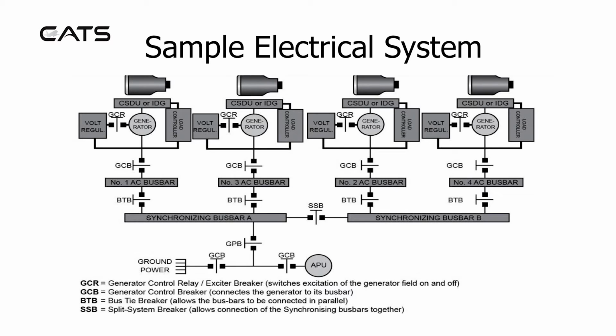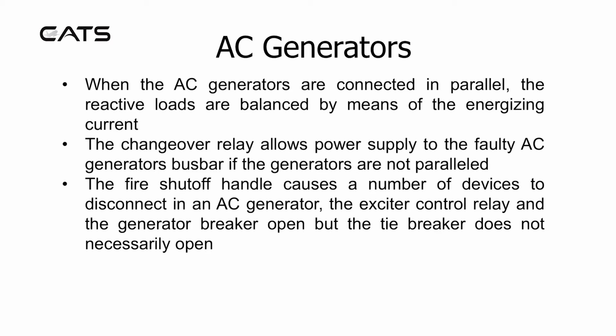Here's a sample electrical system for a 4-engined aircraft. The engines are connected to constant speed drive units or integrated drive generators, which connect to the shaft of the generator, which is connected to the AC bus bar, and then various synchronizing bus bars. AC generators. When the AC generators are connected in parallel, the reactive loads are balanced by means of the energizing current. The changeover relay allows power supply to the faulty AC generator's busbar if the generators are not paralleled. The fire shutoff handle causes a number of devices to disconnect in an AC generator. The exciter control relay and the generator breaker open, but the tie breaker does not necessarily open.